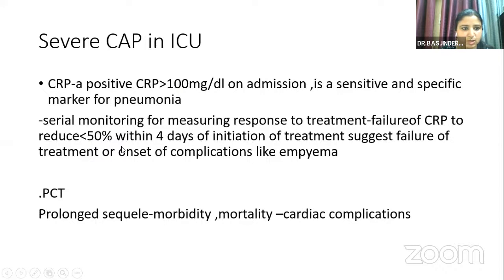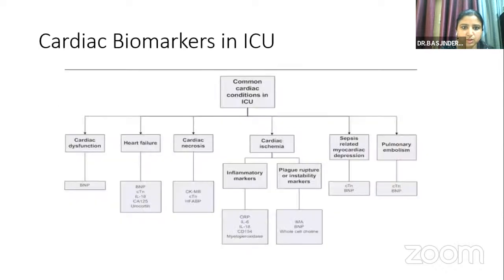If CRP fails to reduce by at least 50% within 4 days of initiation of treatment, it suggests failure of treatment or onset of complications like empyema. And PCT we have learned. So in pneumonia, a patient can easily respond and go back home, but there can be prolonged sequelae even after discharge, like morbidity and mortality because of cardiac complications. So in CAP, one is CRP and PCT, second, you can monitor the cardiac biomarkers also, and third, you can monitor the adjacent host-specific biomarkers of sepsis. So all this will be the constellation of biomarkers for severe CAP.